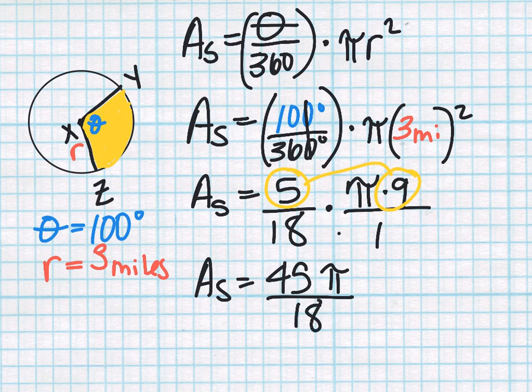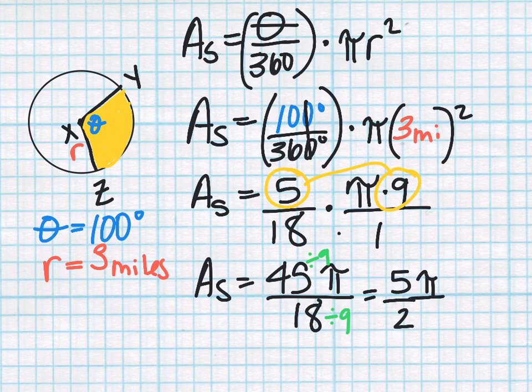And then let's see about simplifying. I know both of these numbers can be divided by 9, so divide by 9 here, divide by 9 to simplify this fraction. 45 divided by 9 gives me 5 pi. 18 divided by 9 gives me 2. So 5 pi over 2.